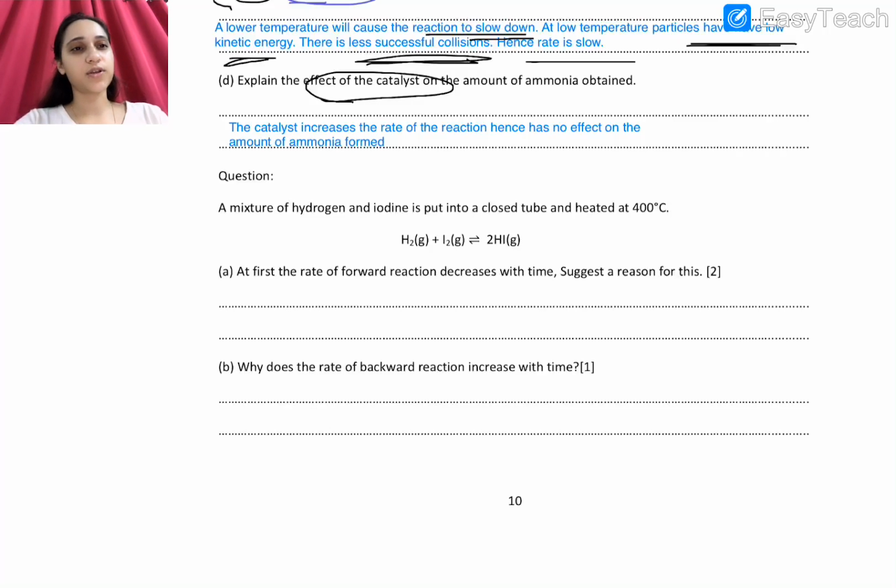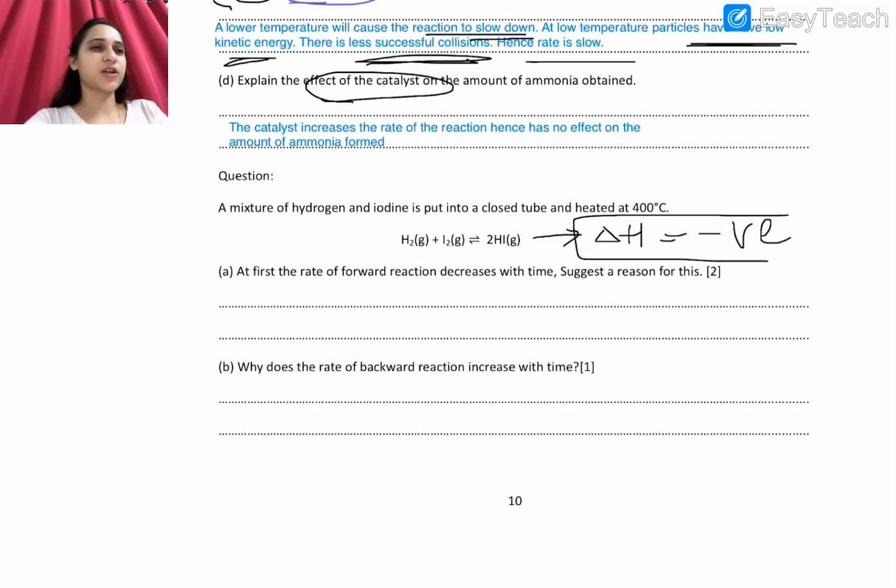So for the second question now, there is a little information that is missing over here. Sorry about this. You just had to be given that delta H should be negative. So this part should have been given. I forgot to include this.